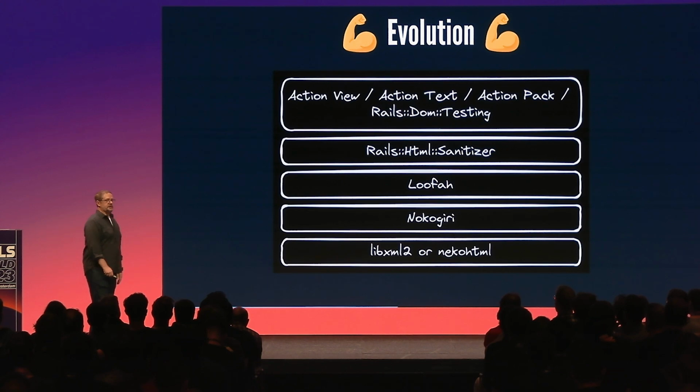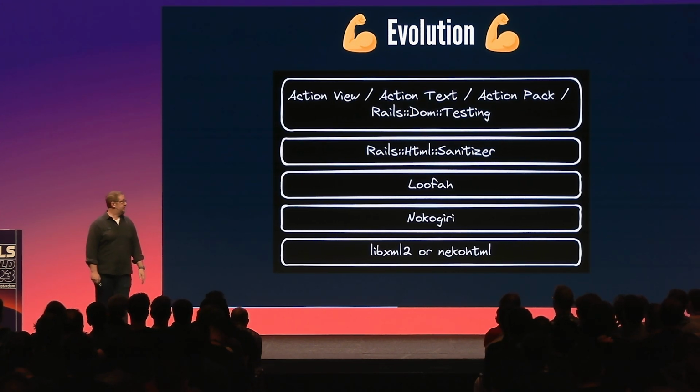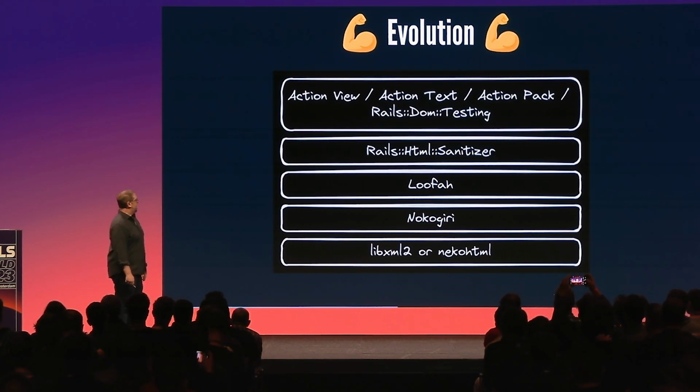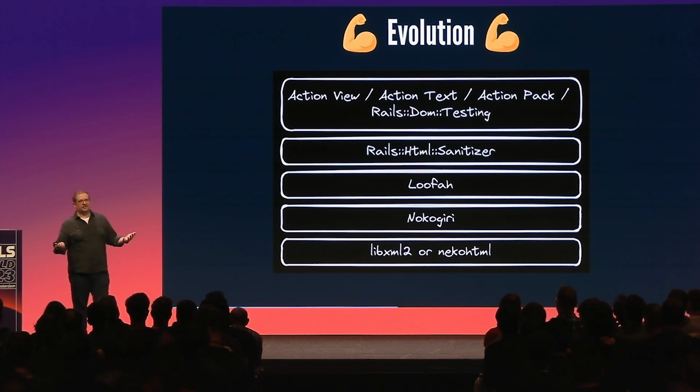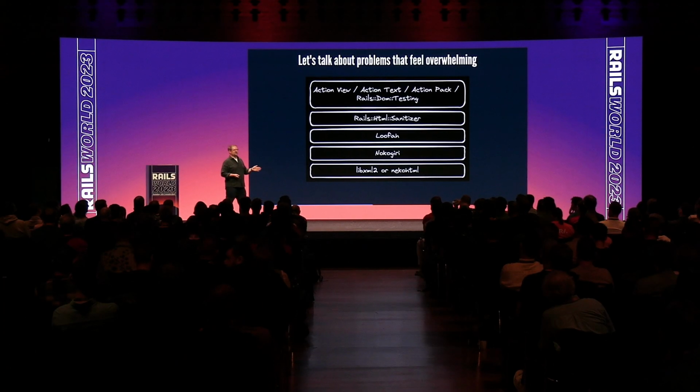Which brings us to evolution. So this is the sanitizer stack again. There are at least 5 libraries here. Maybe more if you count the Rails gems separately. And that felt really overwhelming to me to look at that stack and say, how do I get it all to talk HTML5? So I wanted to do a side excursion about how I deal with problems that feel overwhelming.